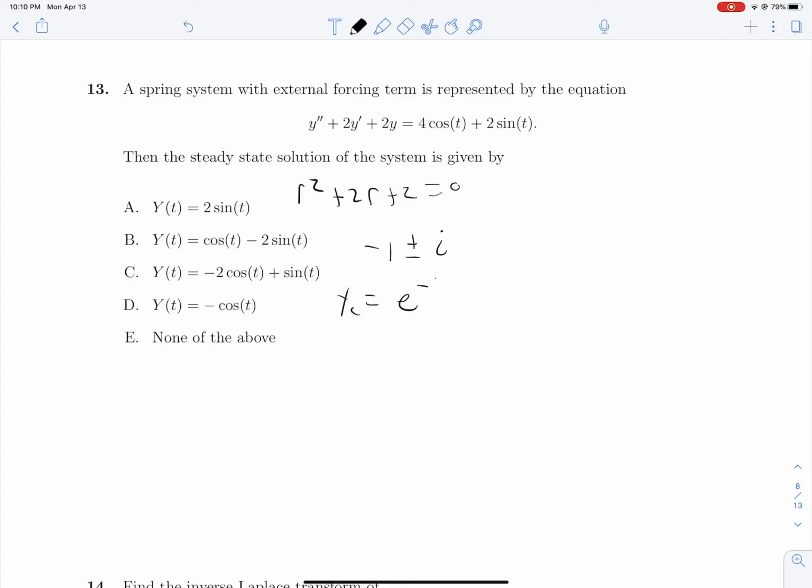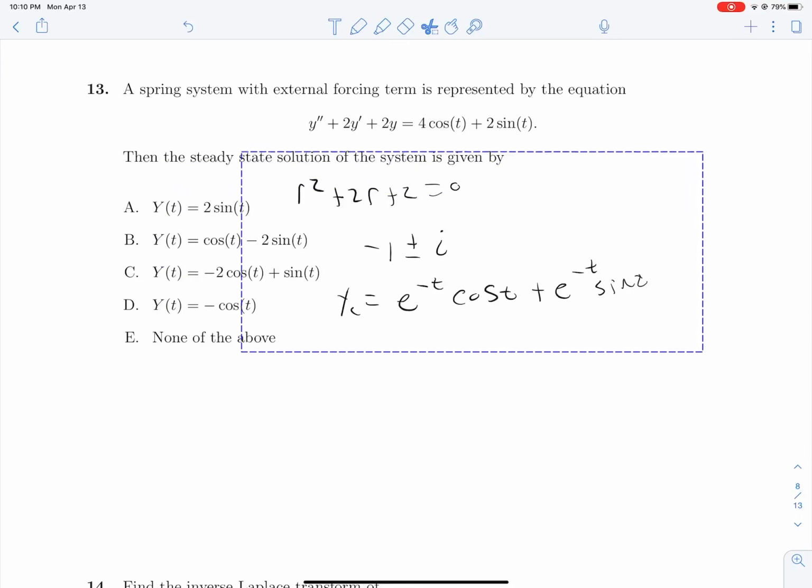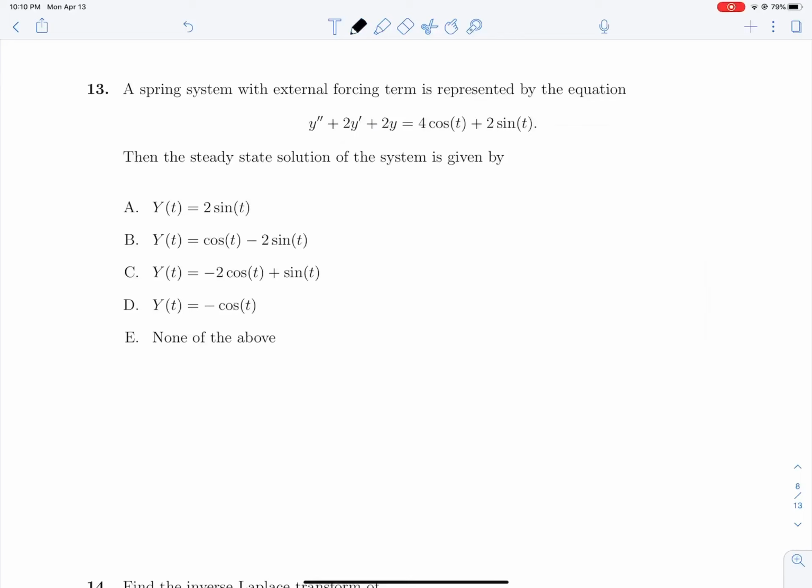And so our solution for yc will be e to the negative t cosine t plus e to the negative t sine t. And of course, we need a c1 and a c2 outside of that. But really, we don't need any of this because we've just found that we're good with what's up here. And what I mean by that is that our guess for y particular, so ypg of t, can just be a cosine t plus b sine t.